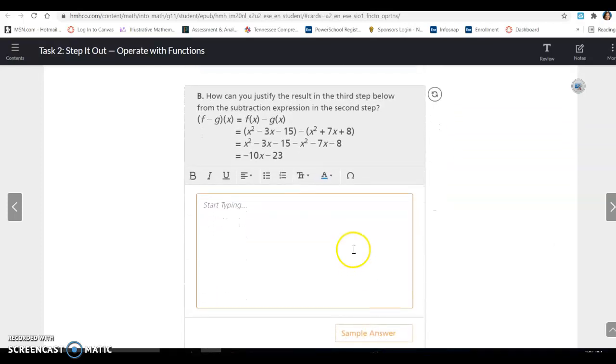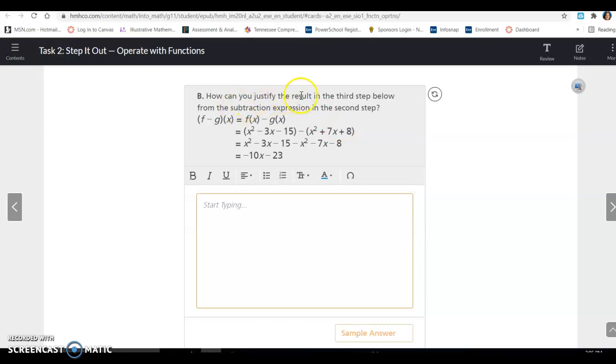All right, B part says how can you justify the result in the third step below from the subtraction expression in the second step. All right, so f minus g of x, so it's the same two functions from above, so this is f of x and we're going to subtract g of x. Now remember when you're doing subtraction, you are subtracting this whole expression from this whole expression here. So you do have to distribute that negative sign now.